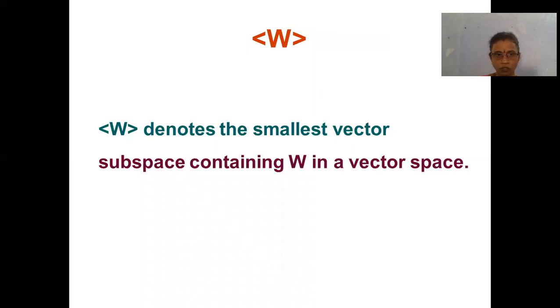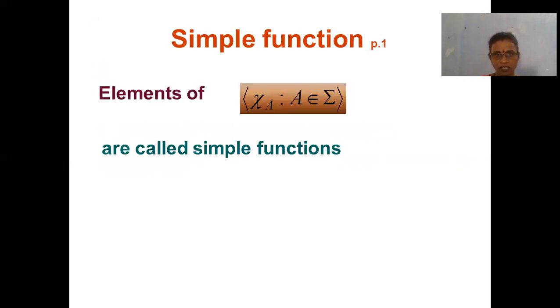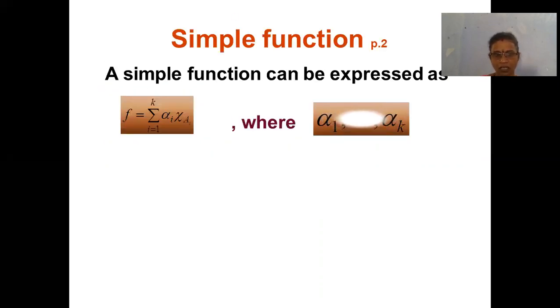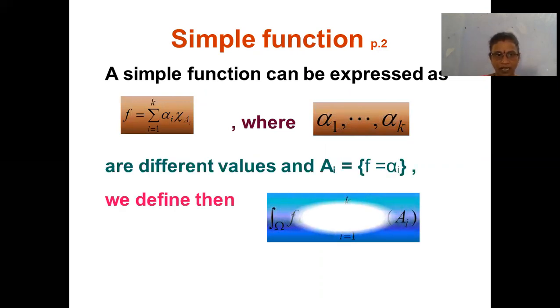Now, indicator W denotes the smallest vector subspace containing W in a vector space. Next, we are going to see simple function. Elements of the set of all psi A such that A belongs to sigma are called simple functions. Next definition: a simple function can be expressed as f equal to summation i equal to 1 to k alpha i psi A i, where alpha 1, alpha 2, etc., alpha k are different values and A i equal to the set f equal to alpha i.